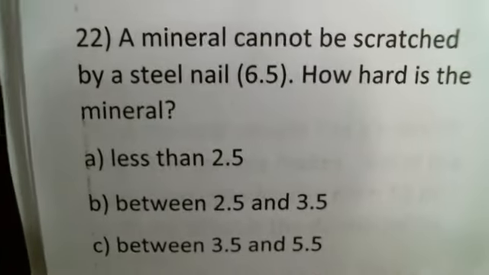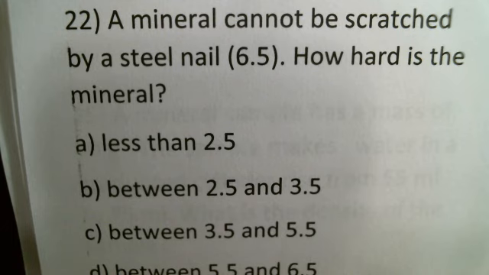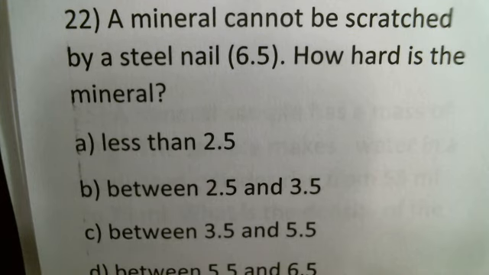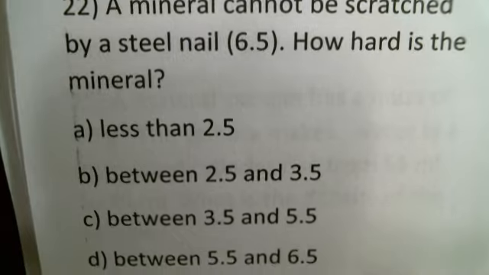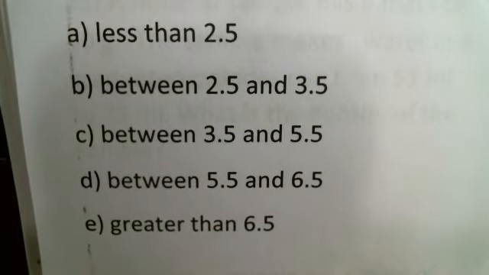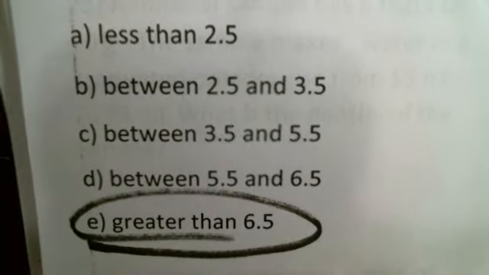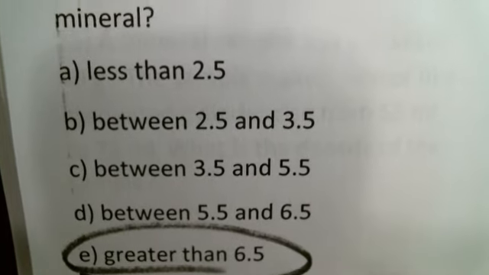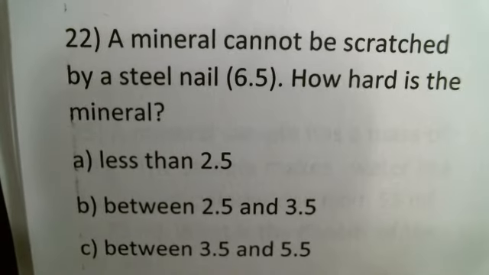Number 22. A mineral cannot be scratched by a steel nail. How hard is it? Well, if it cannot be scratched by the nail, then it is not softer than the nail. It's harder than the nail. So harder means a greater number. Option E is the right answer for number 22.